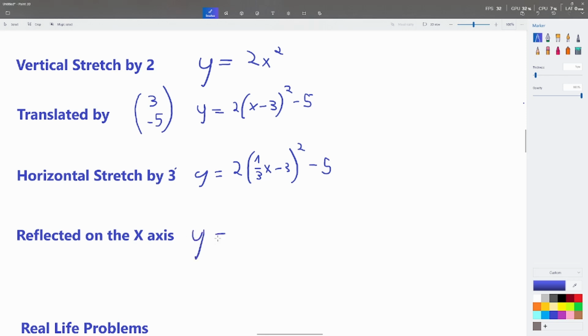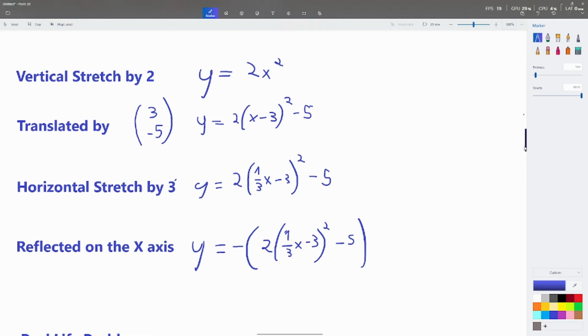And then you remember that you want to reflect it on your x-axis. Therefore everything now goes into a big bracket: 2 times (1/3 x minus 3) squared minus 5, and there's another bracket, and in front of everything becomes a minus. If it were on the y-axis, then you would replace the x with minus x. So that's about it. If you got the same answer, I'm really happy for you.